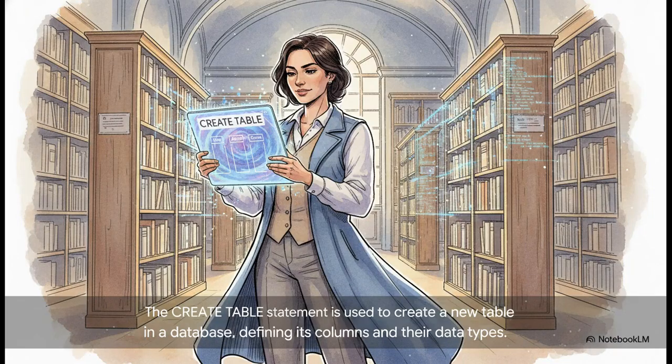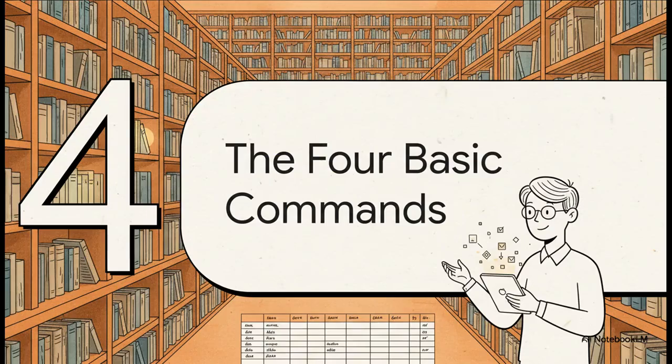So once that blueprint is all finished, the actual building can start. One of the most basic DDL commands is create table. And it's exactly what it sounds like. It's you giving the librarian an instruction to build a brand new shelf. You tell it what to call the shelf and exactly what kind of columns it needs to hold your information. All right, the library is built, the shelves are all in place.